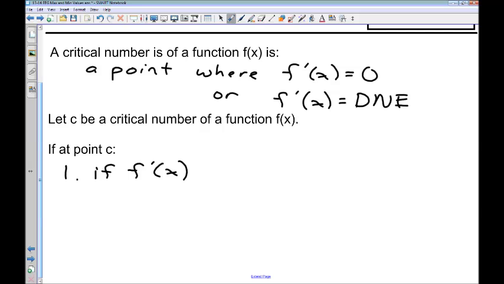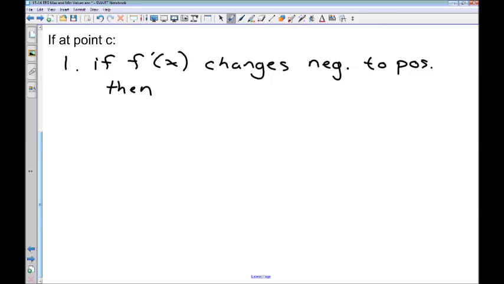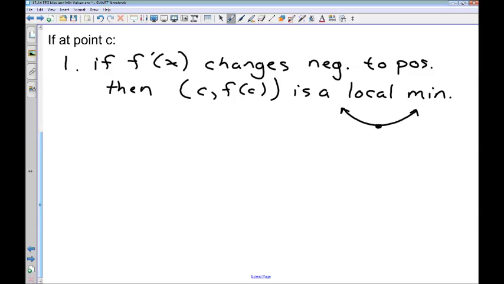Our first possibility is at this point c, our derivative, f prime at x, can change sign from negative to positive. So if at this critical point the sign of the derivative changes from negative to positive, then this point, f at c, is a local minimum. And this makes sense because if we imagine a local minimum, kind of like this, we know that if on one side of our local minimum here, our derivative is negative, on the other side it's positive, we must have a local minimum. We'll just label this point C. So that's one possibility. Our derivative changes from negative to positive.